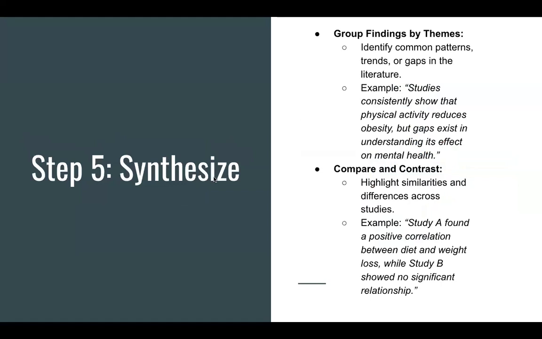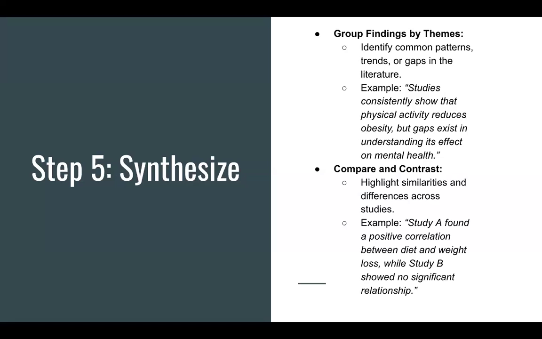Step five is to actually synthesize and create what you've done. There are many ways that you can combine all the information that you found. One thing you can do is group findings by themes, identifying common patterns, trends, and gaps in the literature. For example, if you find a lot of studies that show physical activity reduces obesity, but there are some gaps in understanding its effect on mental health, you group the studies on obesity and mental health on one side and those without on the other.